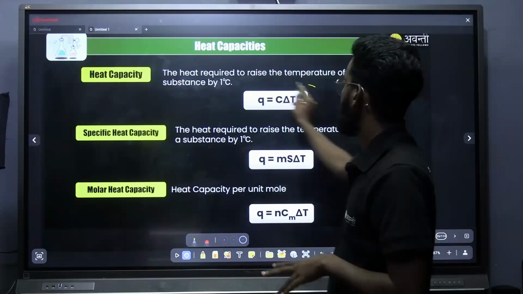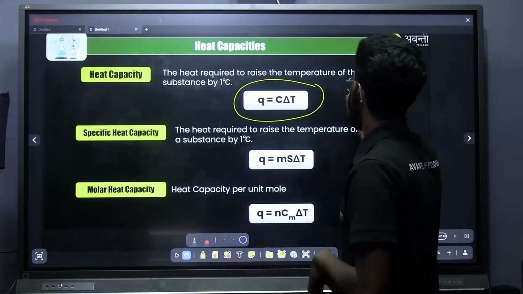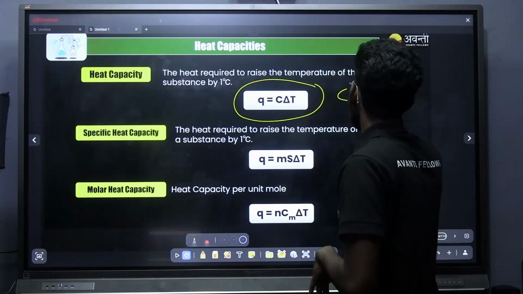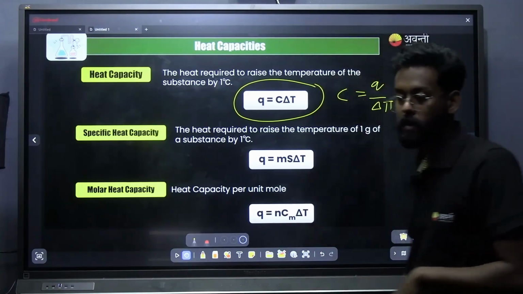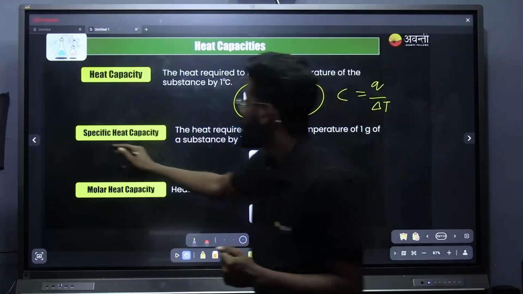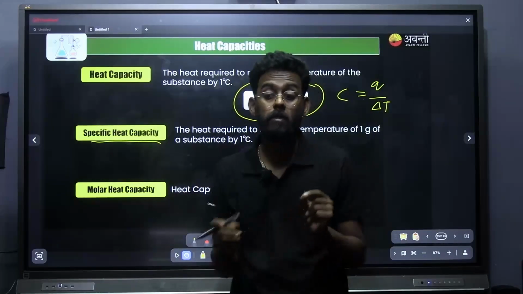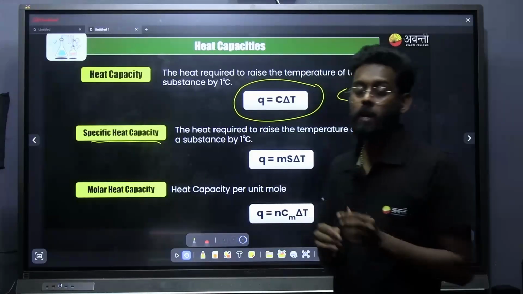And what is the equation to calculate the heat capacity? Q is equal to C delta T, and here C is the heat capacity, which is equal to Q by delta T. That is what heat capacity is. What is specific heat capacity? Specific heat capacity means I am fixing some quantity. Specific.